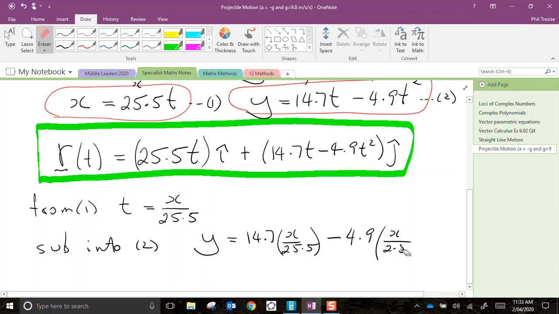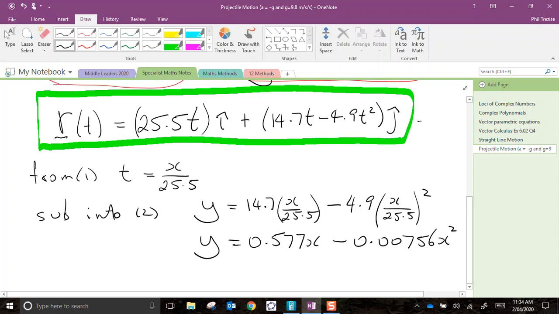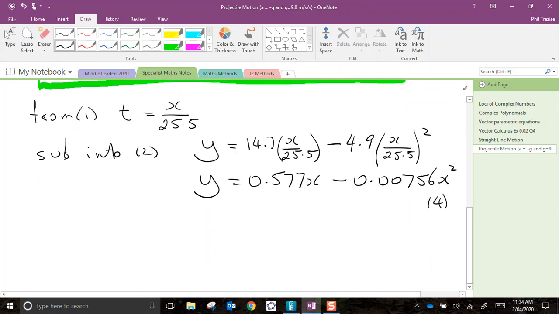Sorry, got my decimal point in the wrong place then, didn't I? 25.5, and that one is squared. Now when I worked that out, I got 0.577x minus 0.00756x squared. I think maybe we should have called that one equation 3, the vector equation, and let's call this one equation 4. It probably should have some highlight there as well.